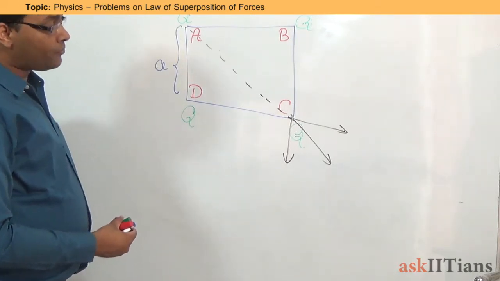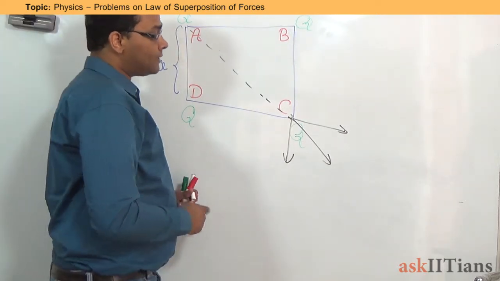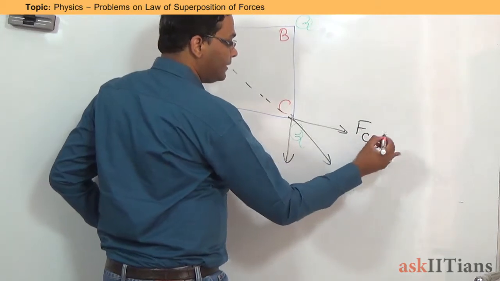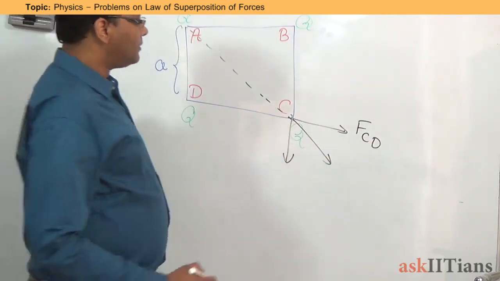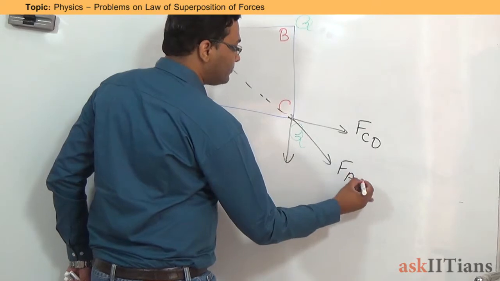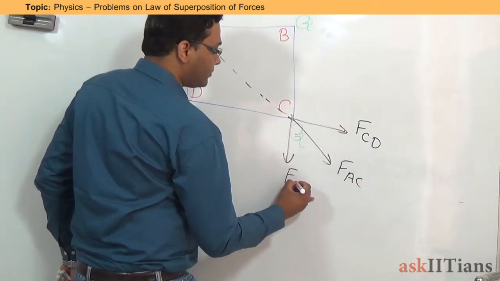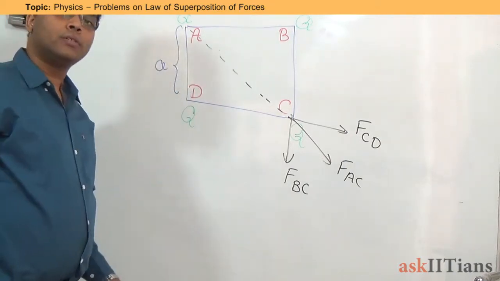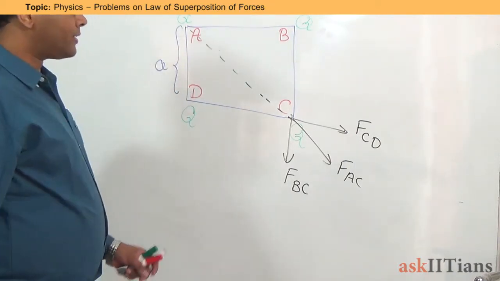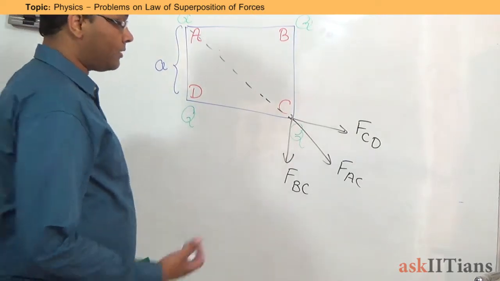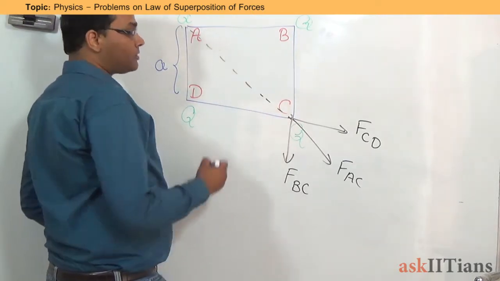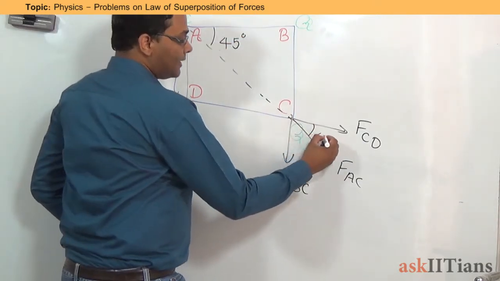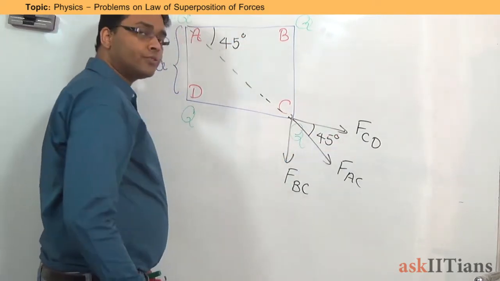So now, if I have to go further on this, what will I do? Horizontally, I'll say that this is the force FCD. Along this diagonal, there is the force FAC. Vertically down, it is the force FBC, right? So these are the three forces acting here. Now, as you can see, these are in different directions, so I cannot use the superposition rule. It's not going to be helpful. But I know that this angle is going to be 45 degrees. So this angle is again going to be 45 degrees, right?